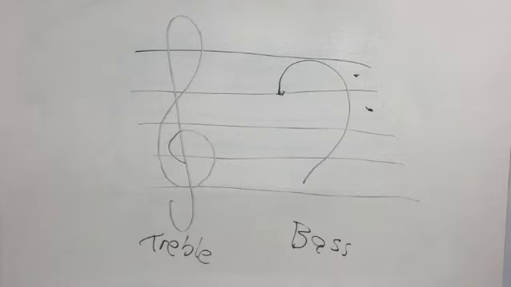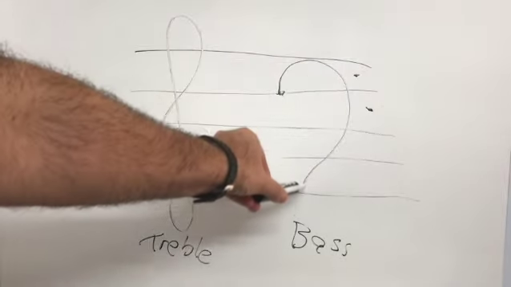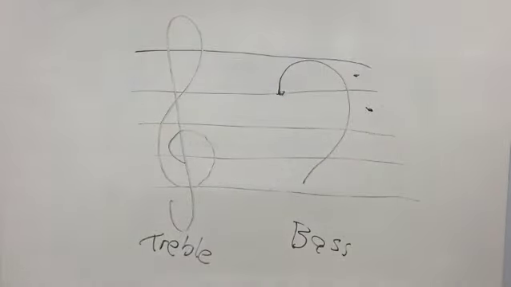Treble clef is usually used for vocals, for voice, and for higher instruments such as the flute, violin, clarinet, piccolo. Bass clef is used for lower sounding instruments such as cello, trombone, tuba, all the lower, deeper instruments. Bass guitar also plays music from the bass clef.